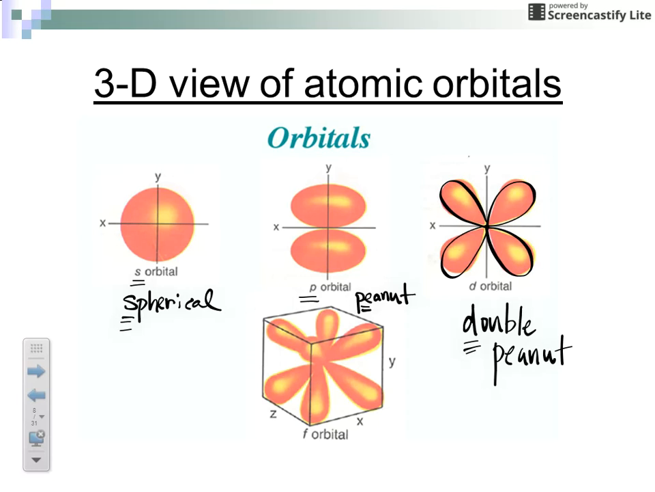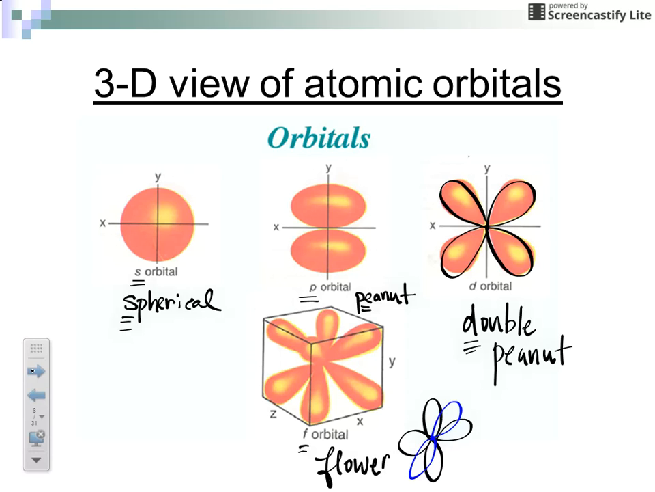And the F orbital, I remember F for flower. The flower shape is really like having three of your D orbitals together. There's one D orbital. This will be the second D orbital. And then your third D orbital will be sort of coming out at you three-dimensionally. So I call it a flower shape. So F for flower shape. Those are the four atomic orbital shapes.